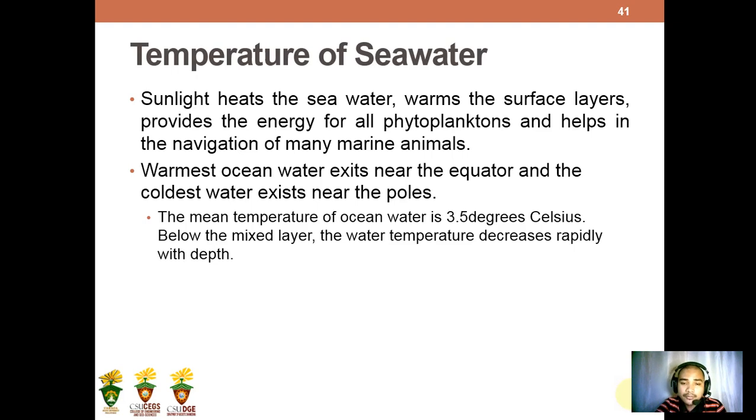The warmest ocean water exists near the equator and the coldest water exists at the poles. We all know that, because in a tropical country, the heat is more intense. It is hotter at the equator, and colder at the poles because they do not experience sunlight there. So the mean temperature of the ocean water is 3.5 degrees Celsius. Below the mixed layer, the water temperature decreases rapidly with depth. If you go to the deepest parts of the oceans or sea, the temperature decreases. It becomes colder.